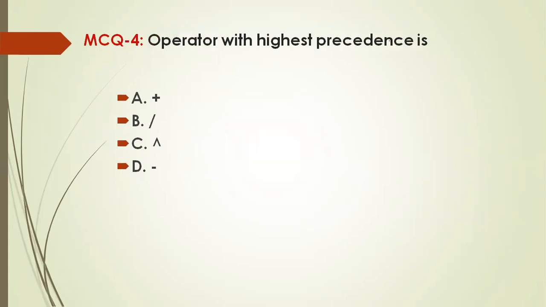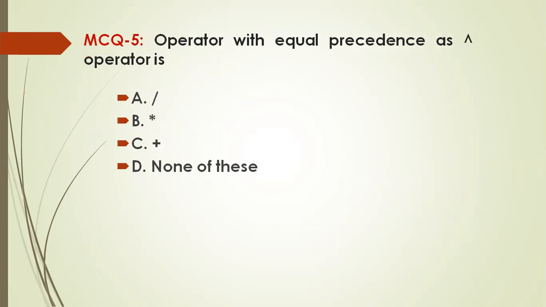Operator with highest precedence is power. C. Operator with equal precedence as power. Actually, there is no operator whose precedence is higher than power, and an operator whose precedence is equal to power is another power only. So no operator has the same precedence as power, because highest precedence is power. Next one is star and slash. Next level is plus and minus. So plus's equivalent operator is minus. For star, the equivalent precedence operator is slash. Whereas for power, no operator has equal precedence. So the correct answer is none of these.